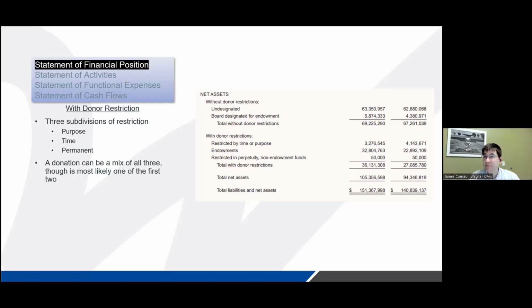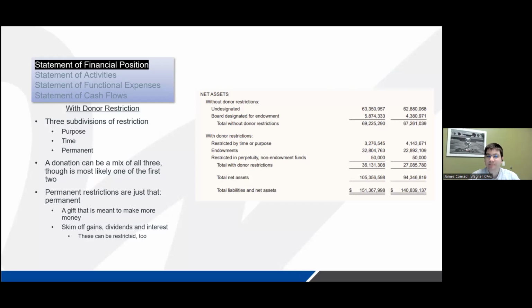And it sounds strange, but I have an example coming up. Permanent restrictions are just that. They're permanent. There are caveats to that. Again, not going to get too deep on that, but when you think permanent, just keep it in mind, it's permanent. Permanent restricted donations are gifts that are meant to generate more funds.